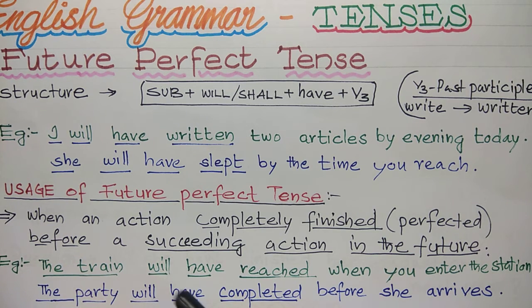The train will have reached. Train plus will plus have plus reached. That is, past participle form of reach is reached. And the second action, when you enter the station, that is a succeeding action.